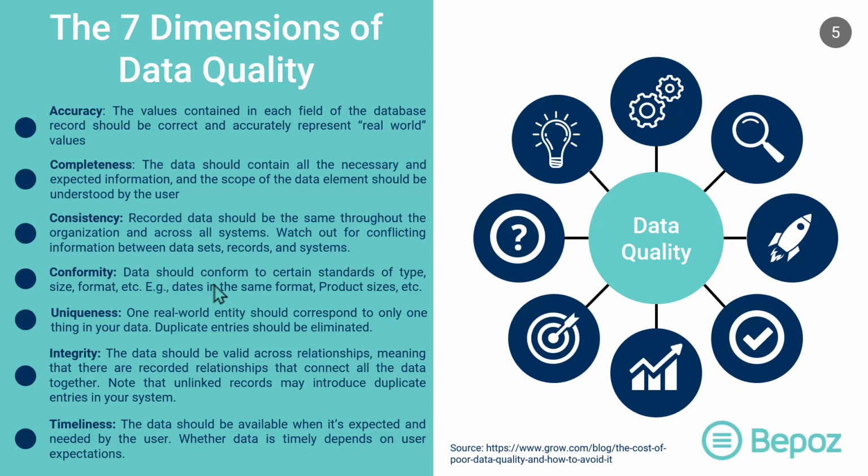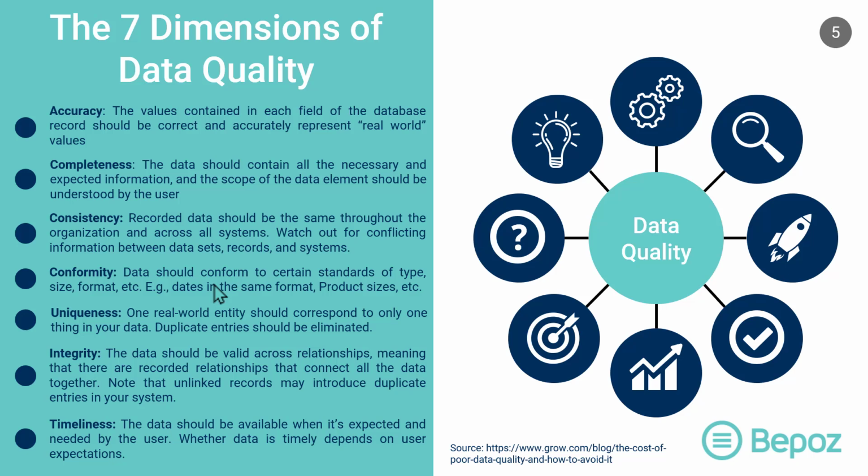So in doing a bit of research on data quality, when I first did this session a couple years ago, I came across a blog post explaining these 7 dimensions of quality data, or 7 dimensions of data quality, I should say, and I thought I would share them. We've got accuracy, completeness, consistency, conformity, uniqueness, integrity, and timeliness.